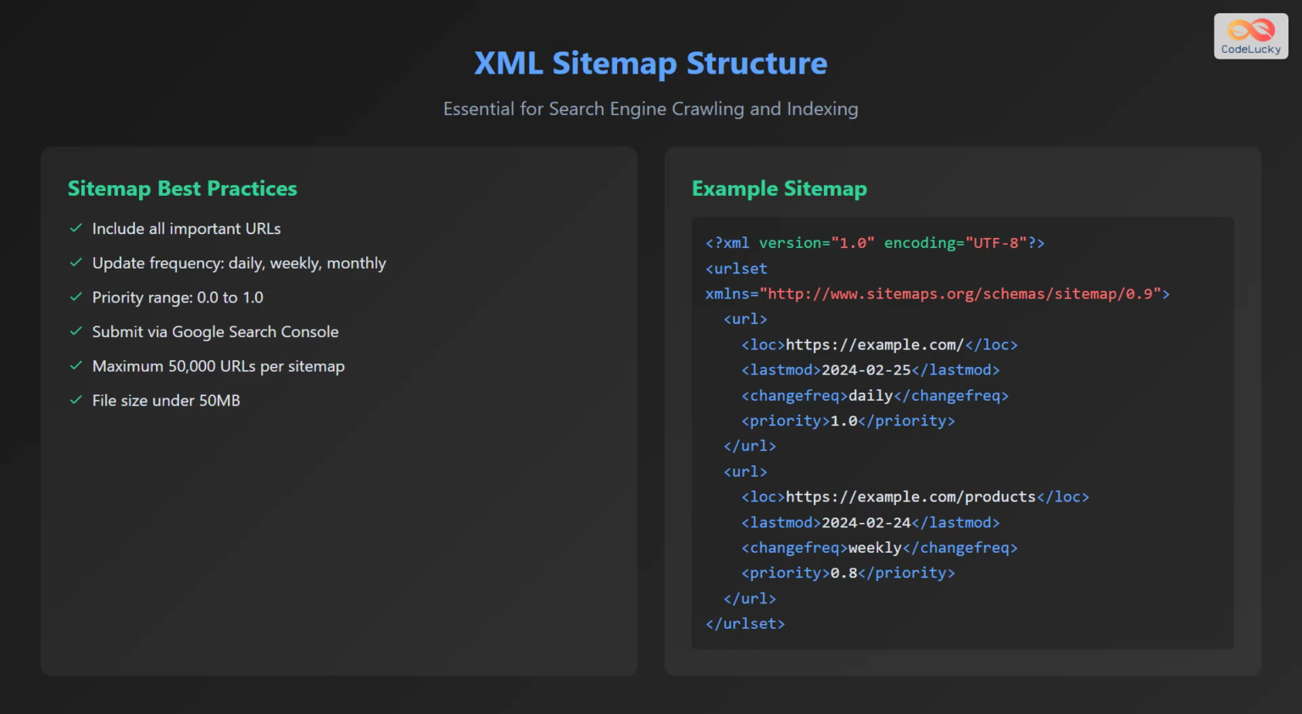Here is an example of a sitemap. It starts with the XML version and encoding declaration, followed by the URL set element. Each URL element contains the location, last modification date, change frequency, and priority of the page.